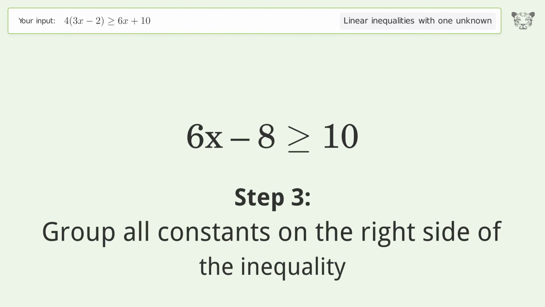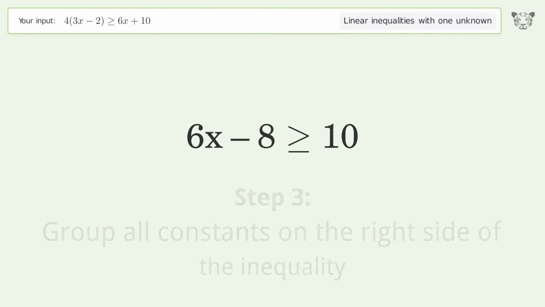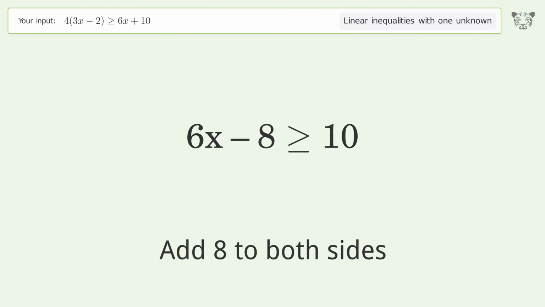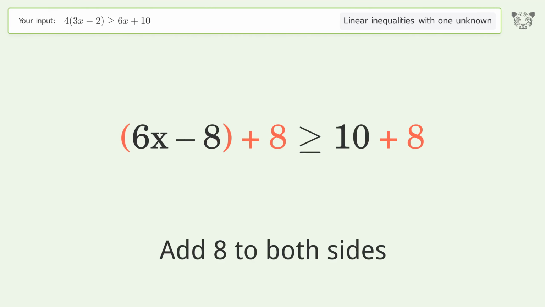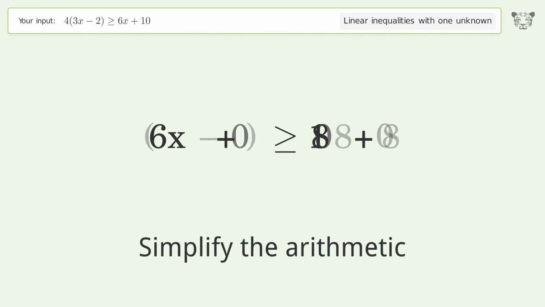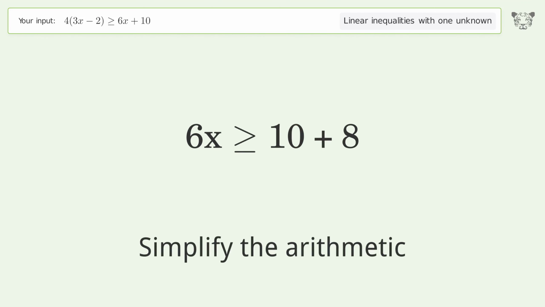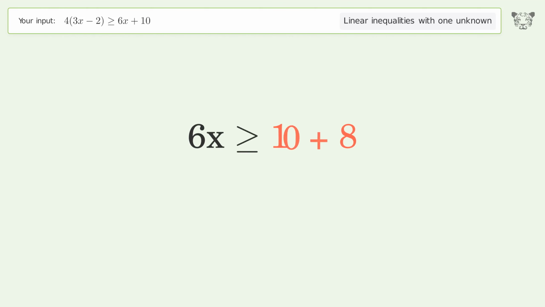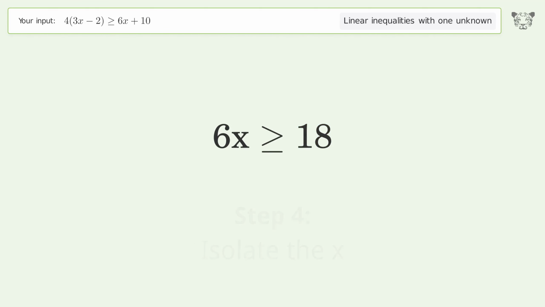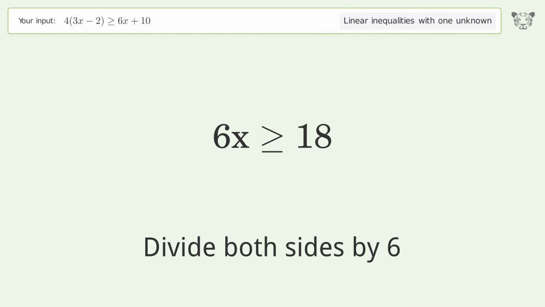Group all constants on the right side of the inequality. Add 8 to both sides. Simplify the arithmetic. Isolate the x. Divide both sides by 6.